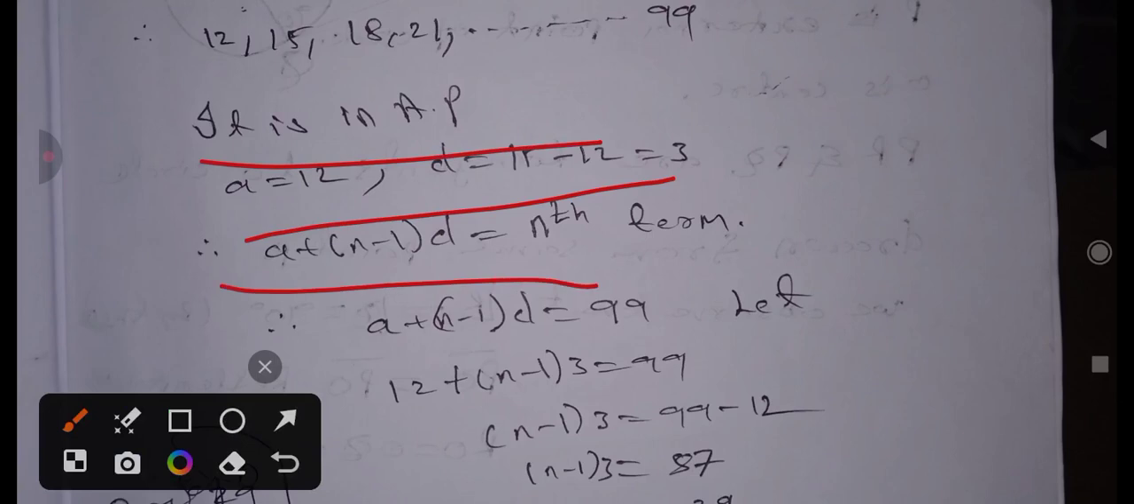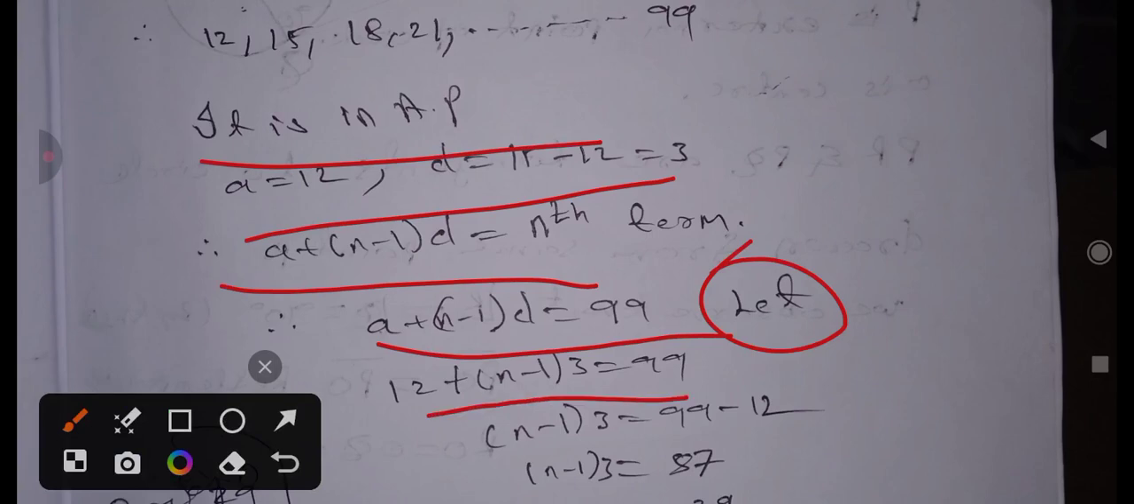Therefore, A plus n minus 1 D is equal to the nth term. A plus n minus 1 D is equal to 99. Let n be the number of terms. Therefore 12 plus n minus 1 into 3 is equal to 99. Therefore n minus 1 into 3 is equal to 99 minus 12.